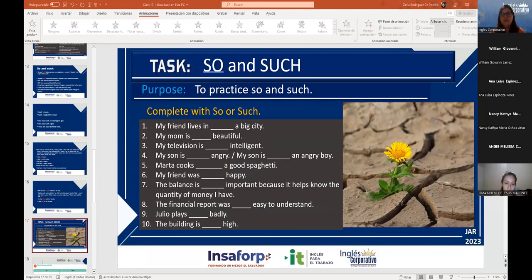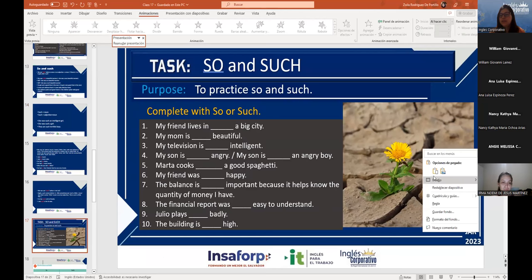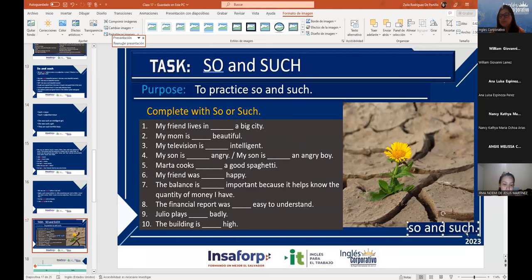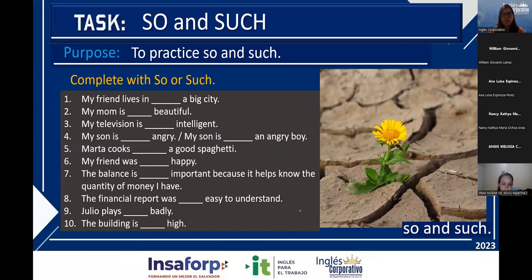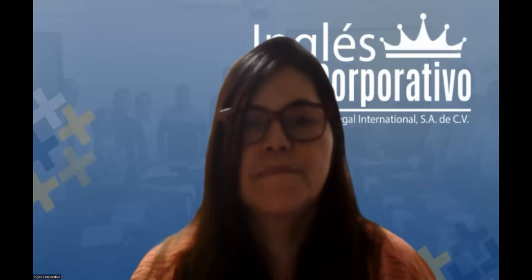No, teacher. Okay. Now I'm going to share a couple of sentences that I want you to do. Okay. Complete the sentences. Remember to use so and such, right? So and such. My friend lives in. You decide if you need so or if you need such. I'm going to send it to the groups. I need you to discuss a little bit and then let me know. Okay, join. I'm going to send the sentences in the chat.